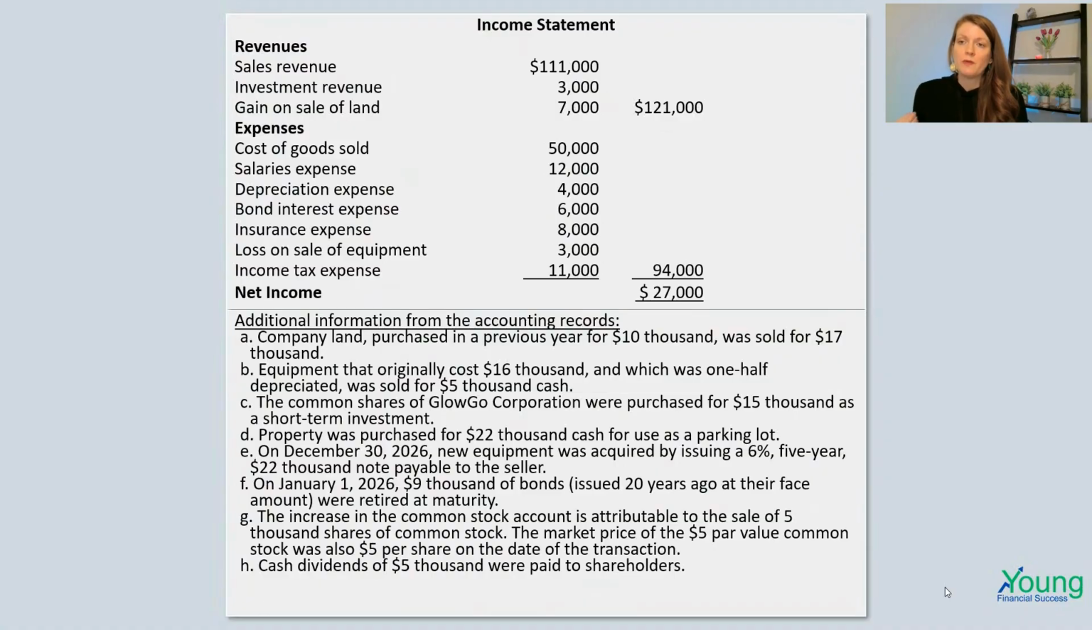We see investment revenue. Did that actually come in cash? Gain on the sale of land, cost of goods sold, all of these things. How would these have actually affected cash? And then we will also be referencing that additional information. So a lot going on here.